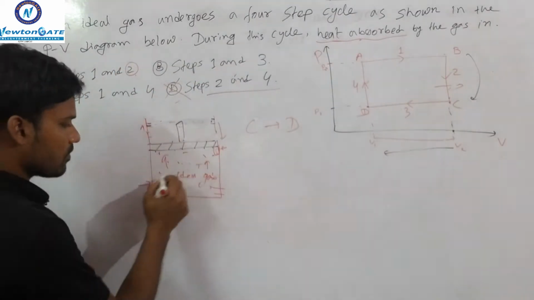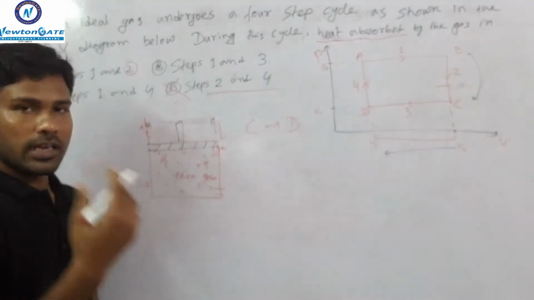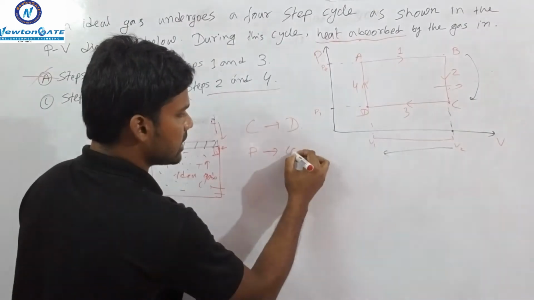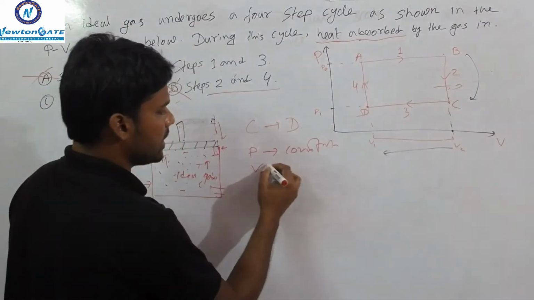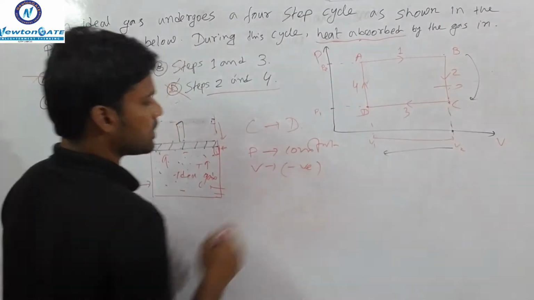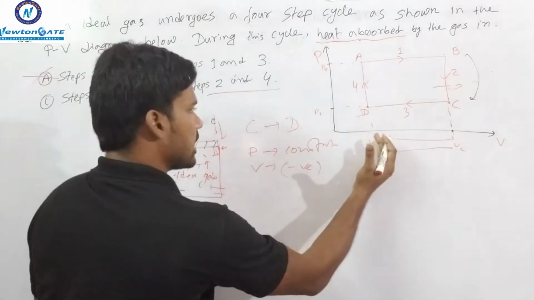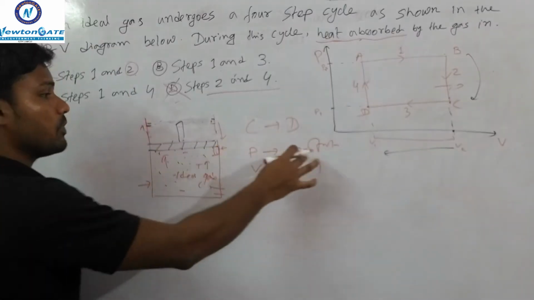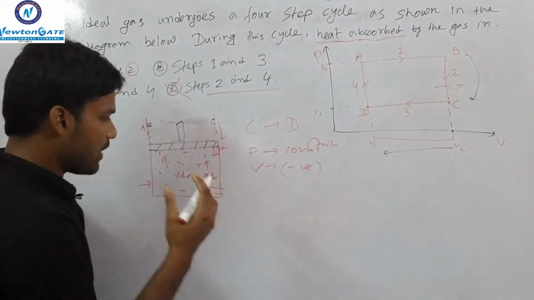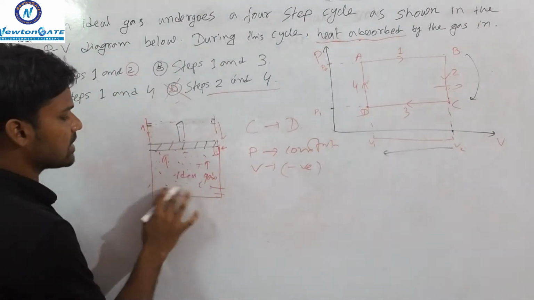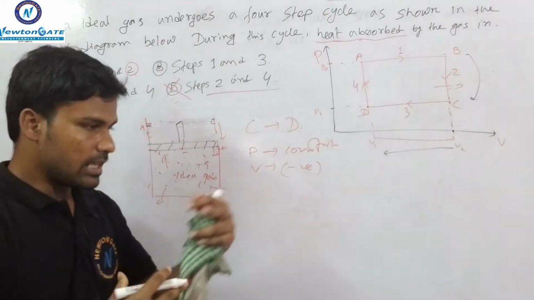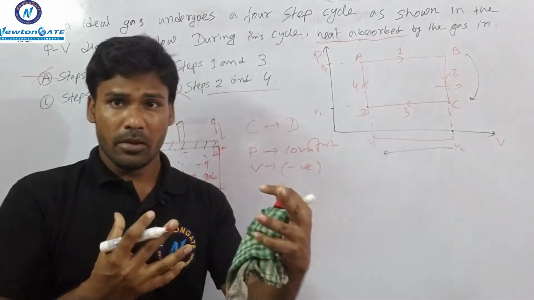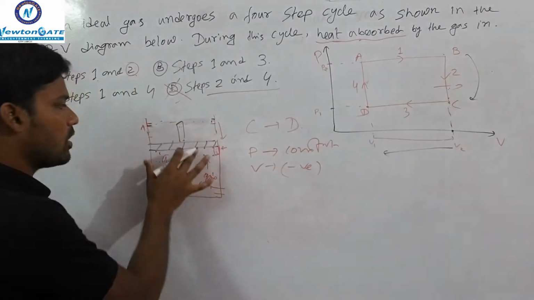That means pressure has not increased here. That means P is constant here and V decreases. That means del V is negative, volume decreases, and pressure should increase. But here pressure is constant. That is given. That means the temperature of the gas should decrease, because if the temperature of the gas rises, then pressure should rise, right?